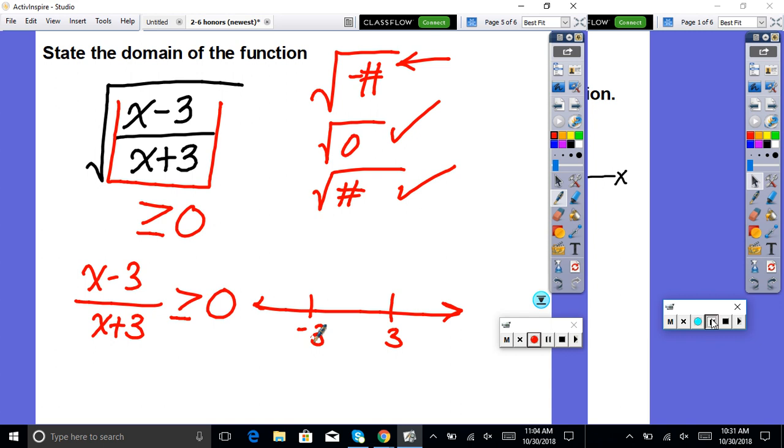So it's asking you the domain. Yes? Wouldn't you put x minus 3 is greater than or equal to 0 and x plus 3 is greater than or equal to 0 separately? Good question. If you do that, you won't get it right. Because I had someone in 1010 the other day do this problem, and they tried that, and it's not right.